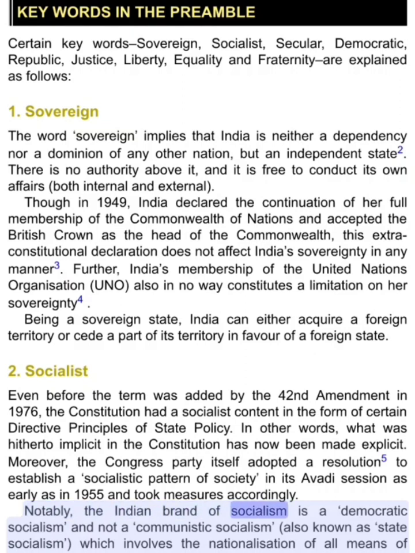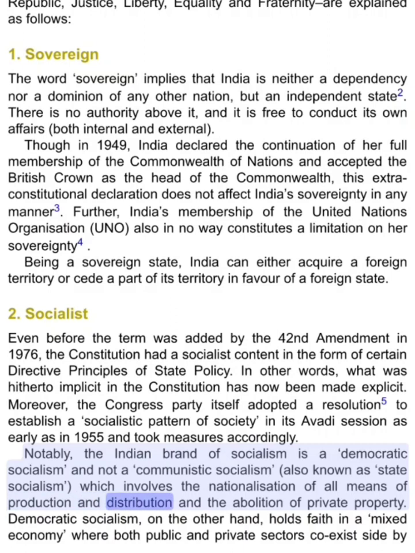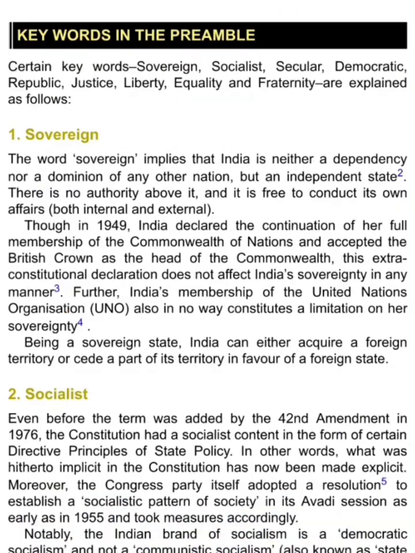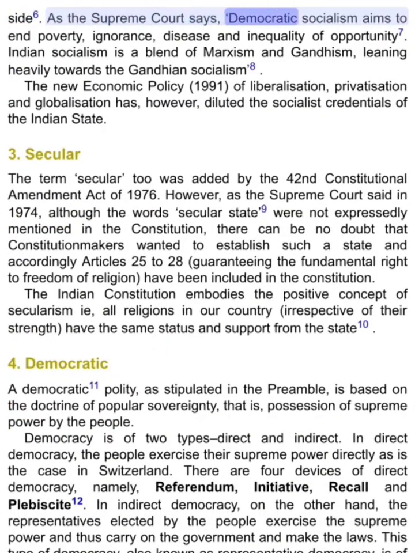Notably, the Indian brand of socialism is a democratic socialism and not a communistic socialism, also known as state socialism, which involves the nationalization of all means of production and distribution and the abolition of private property. Democratic socialism, on the other hand, holds faith in a mixed economy where both public and private sectors coexist side by side. As the Supreme Court says, democratic socialism aims to end poverty, ignorance, disease and inequality of opportunity. Indian socialism is a blend of Marxism and Gandhism, leaning heavily towards Gandhian socialism. The new economic policy, 1991, of liberalization, privatization and globalization has, however, diluted the socialist credentials of the Indian state.